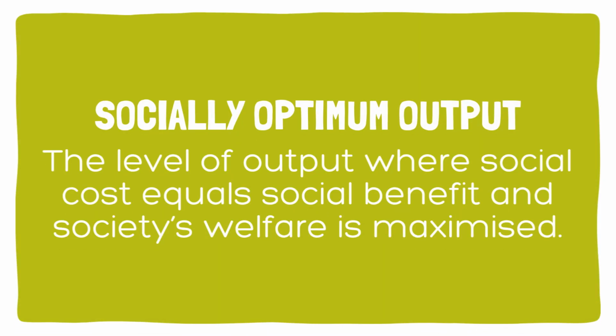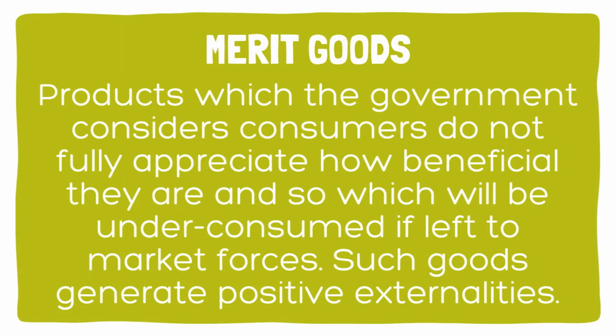Socially optimum output is the level of output where social cost equals social benefit and society's welfare is maximized. Merit goods are products which the government considers consumers do not fully appreciate how beneficial they are, and therefore such goods will be underconsumed if left to market forces. These goods generate positive externalities.